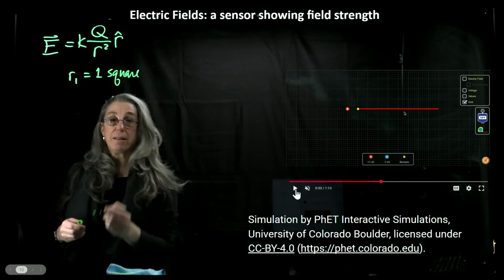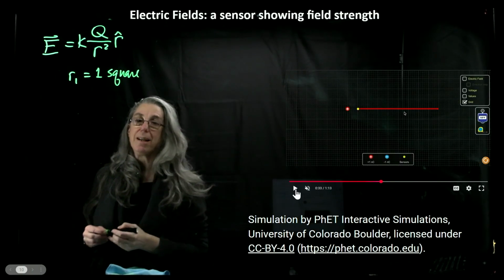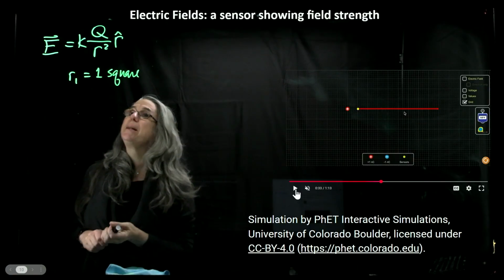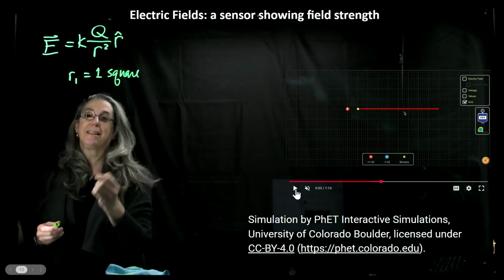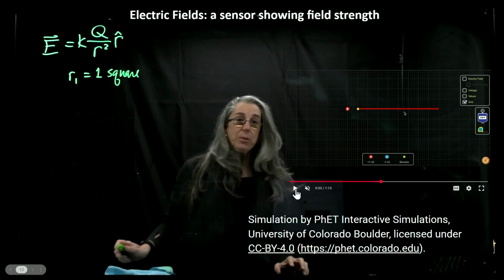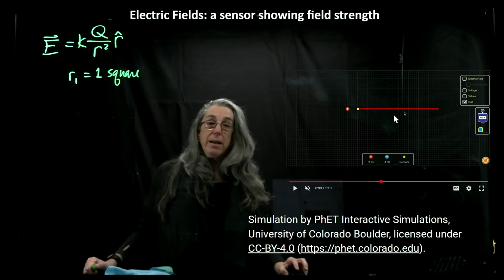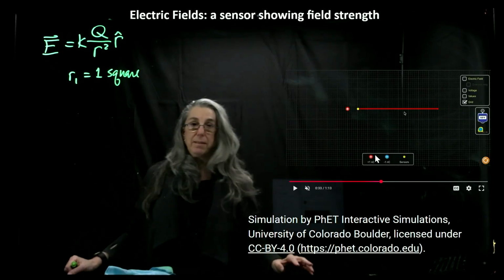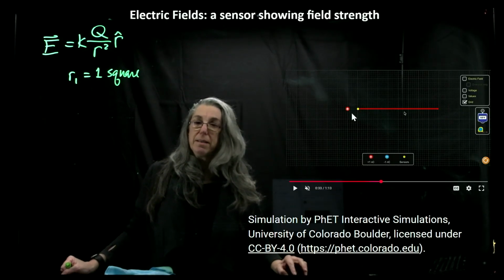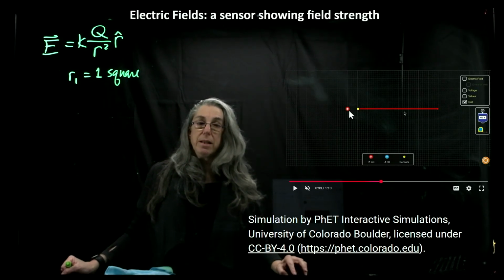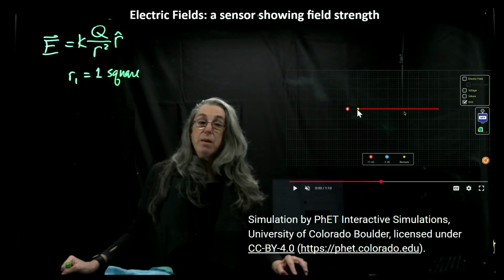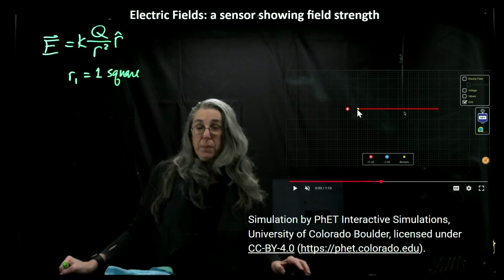It does turn out there is a grid on the bottom, but I haven't turned it on yet. That will turn out to be 1/2 meter, I think, on the particular axis that they have. So if I have it 1 square away, when I say 1 square, I mean the distance, the R, which is the distance between the charge and the point where you're interested in.